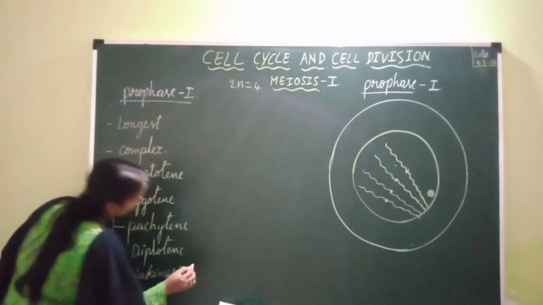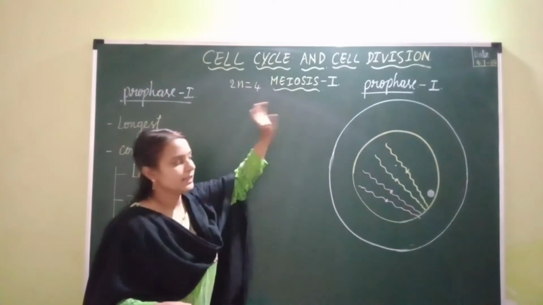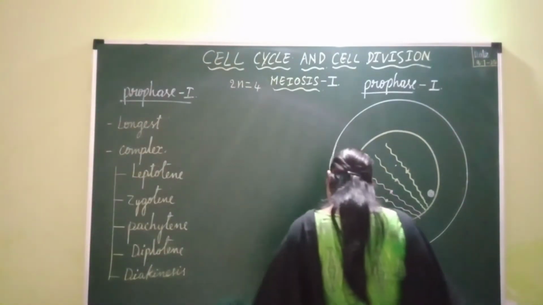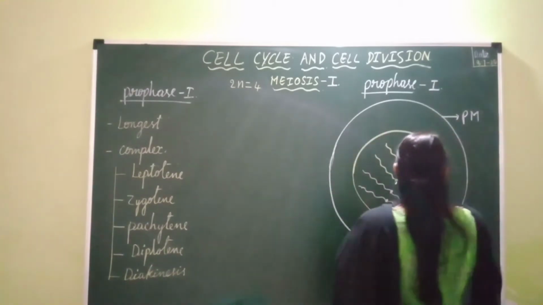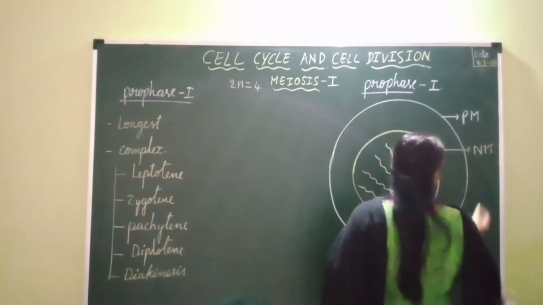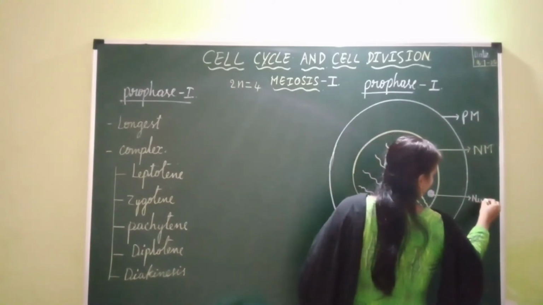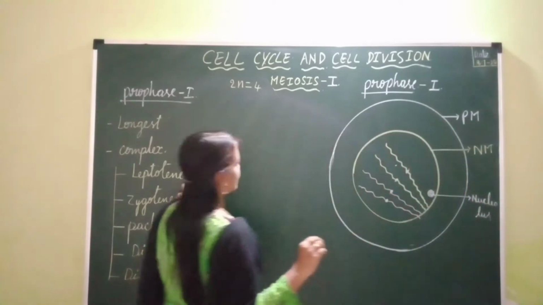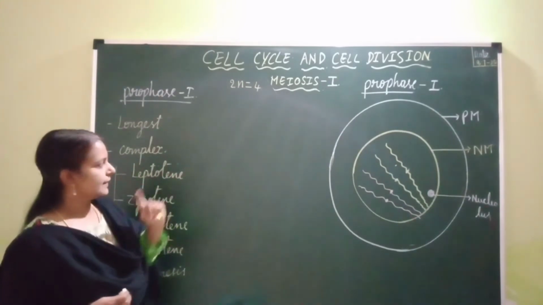What happens during leptotene of the prophase 1 of meiosis 1 inside the cell? So this is an animal cell. This is the plasma membrane of the animal cell. This is the nuclear membrane, or nuclear envelope. And this is the nucleolus, a spherical body present inside the nucleus. Now let's study leptotene.